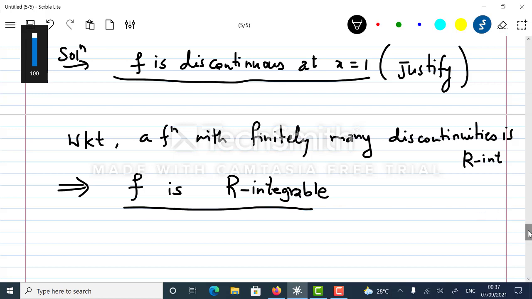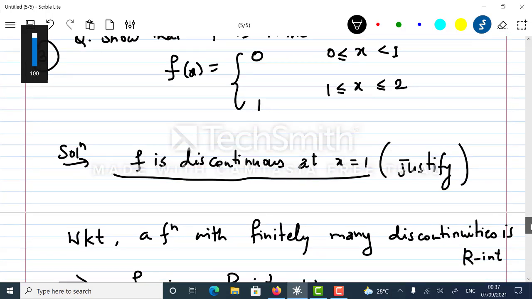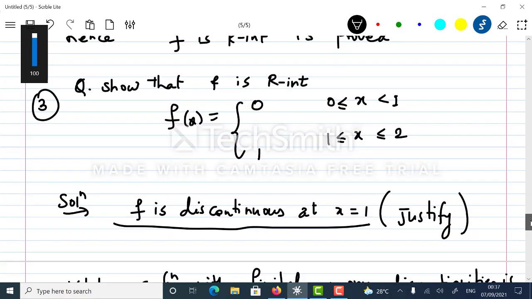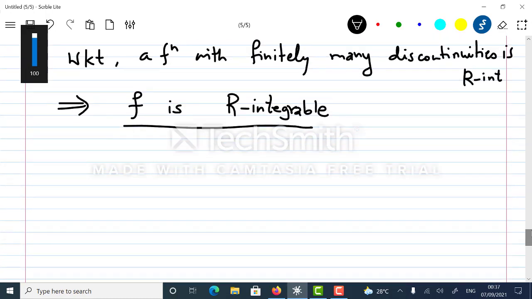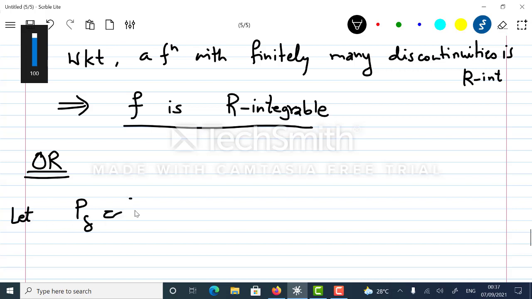Right, this is one of the solutions, but now I want you to imagine just that delta solution. So let me take another solution, or I will have a partition. Let P delta be a partition. P delta is a partition 0, 1 minus delta, 1, 2 minus delta, 2, right?